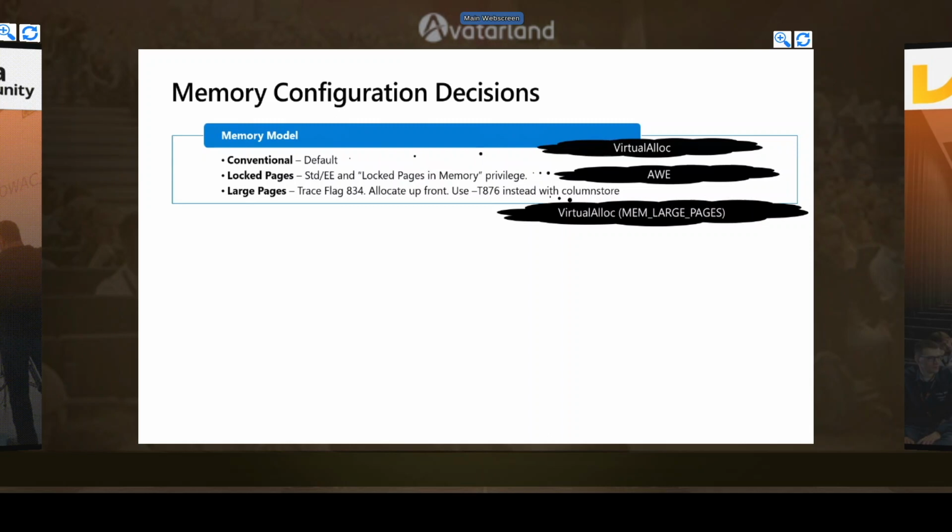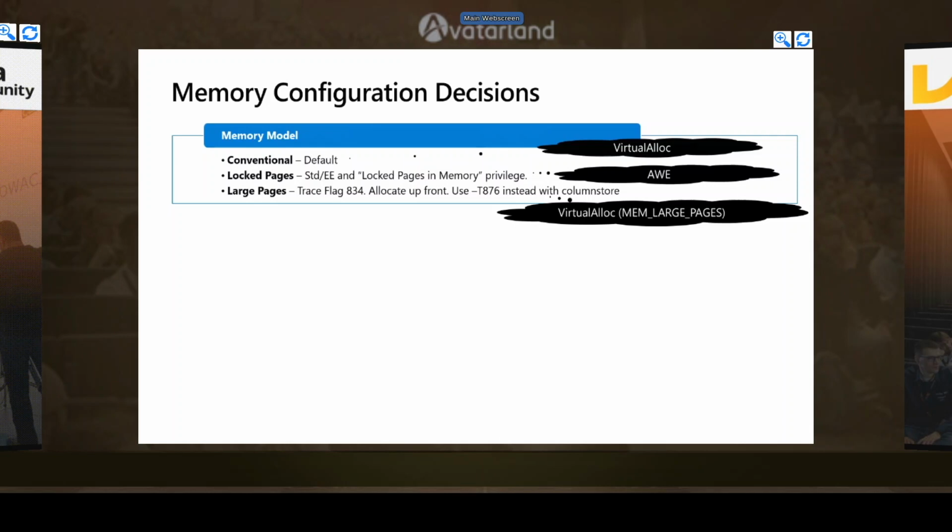Locked pages are something that are available to SQL Server if you're using Standard or Enterprise Edition or Developer Edition, and the locked pages in memory privilege is set for the account for SQL Server. If we detect that, we will use what's called the AWE APIs. And what's interesting there is most of the memory configured by SQL is not part of the working set. Therefore, that memory can't be trimmed by the operating system. This is a technique to avoid working set trim problems.